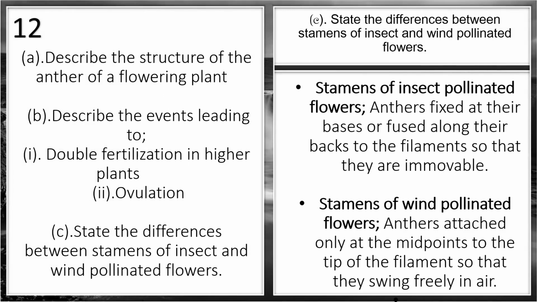In insect-pollinated flowers, the anthers are fixed at their base or fused along their backs to the filaments so that they are immovable. In wind-pollinated flowers, anthers are attached only at the midpoint to the tip of the filaments so that they can swing freely in air.